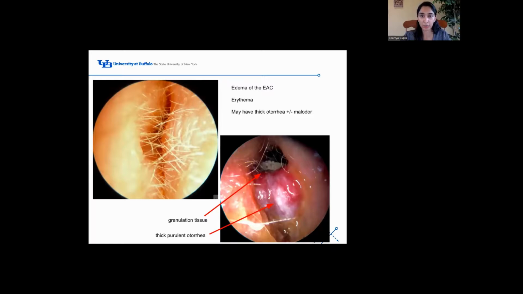So here we have edema of the EAC in both cases. You can see some erythema, and we may have thick otorrhea with or without malodor. You can kind of see some granulation tissue over here. If you have to guess, which of these two ear canals looks more like necrotizing otitis externa? Bottom right. Bottom right one, that's correct.